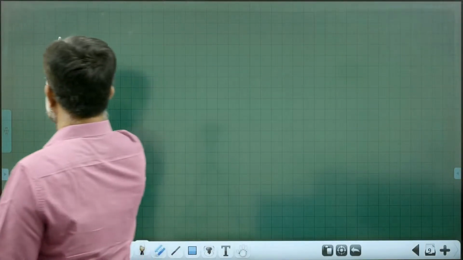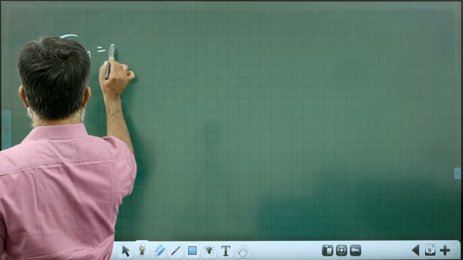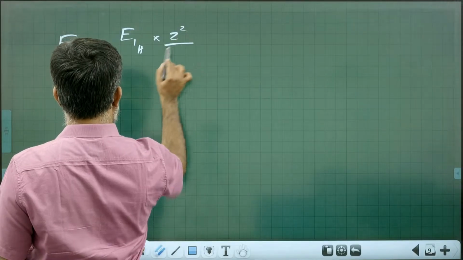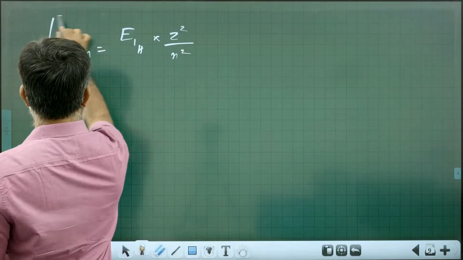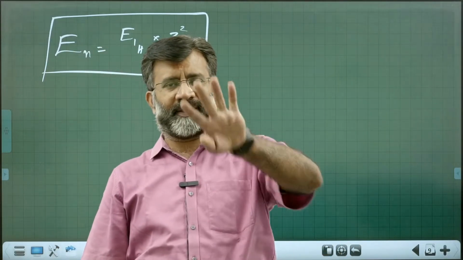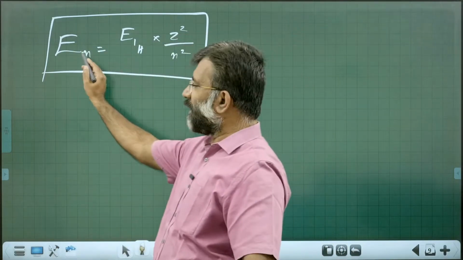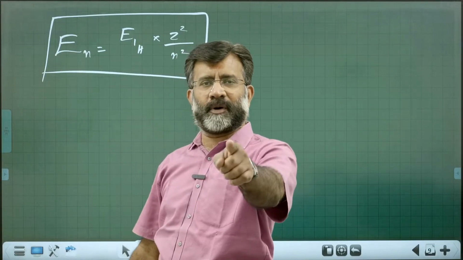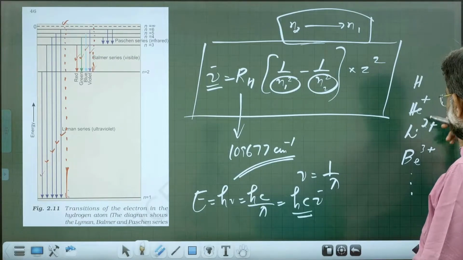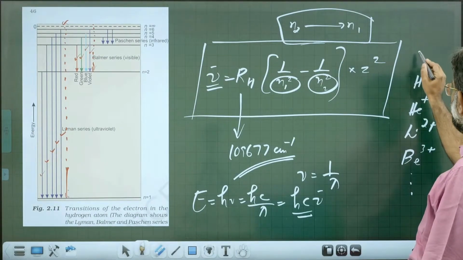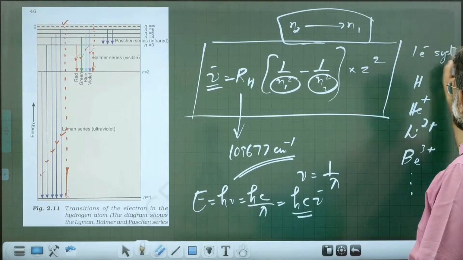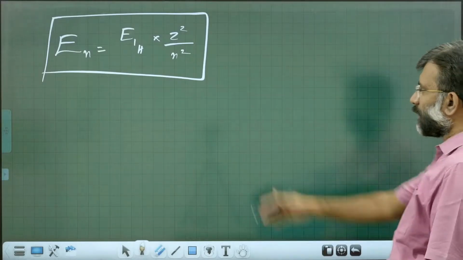Equation number 1, energy equation. En is equal to E1 of hydrogen into Z square by N square. Energy of nth orbit of Bohr atom. Which is Bohr atom? Hydrogen, helium plus, lithium 2 plus, beryllium 3 plus, uni-electronic system, one electron system. You can apply the formula.